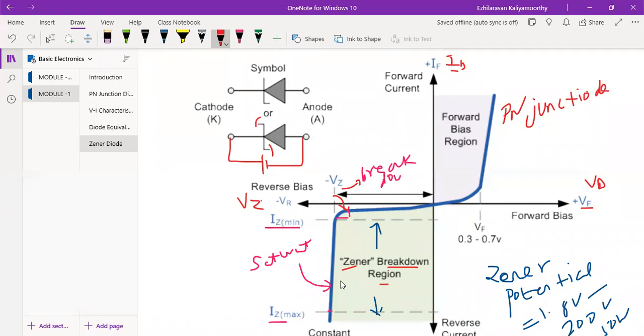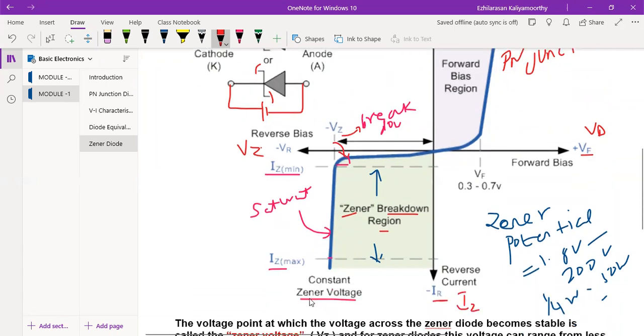From the IV characteristics, we can see that the Zener diode has a region in its reverse bias characteristics of almost constant negative voltage, because this is minus VZ actually. It remains nearly constant regardless of the current flowing through the diode, even with large changes in current, as long as the Zener current remains between the breakdown current, I_Z minimum, and the maximum current rating, I_Z maximum. This is very important.